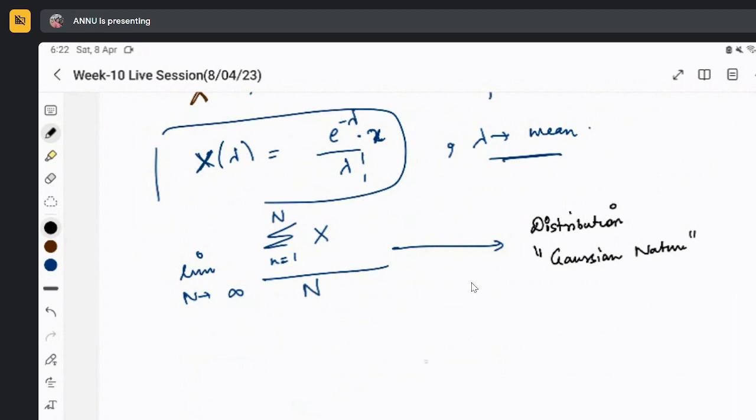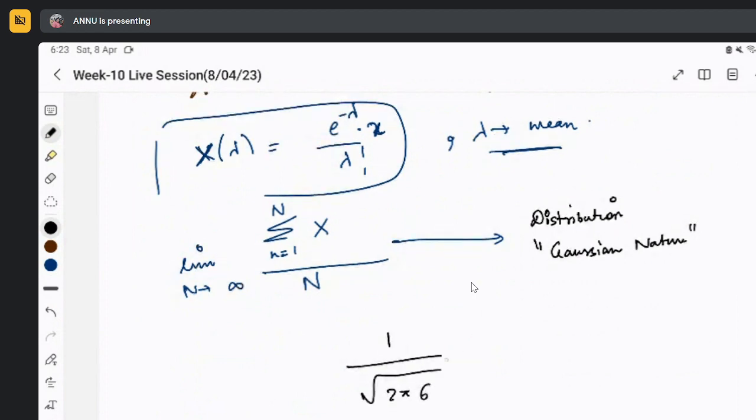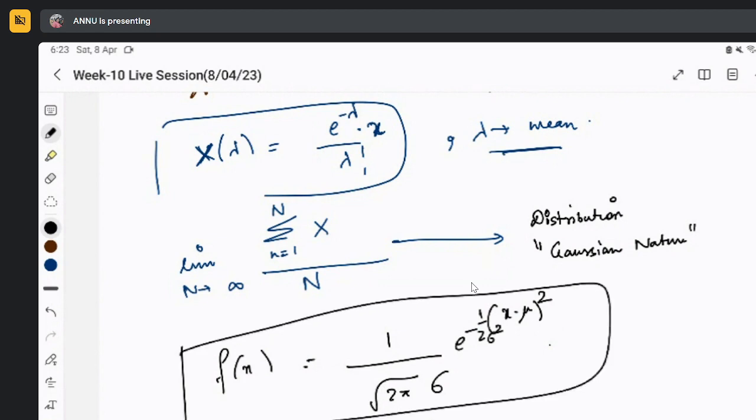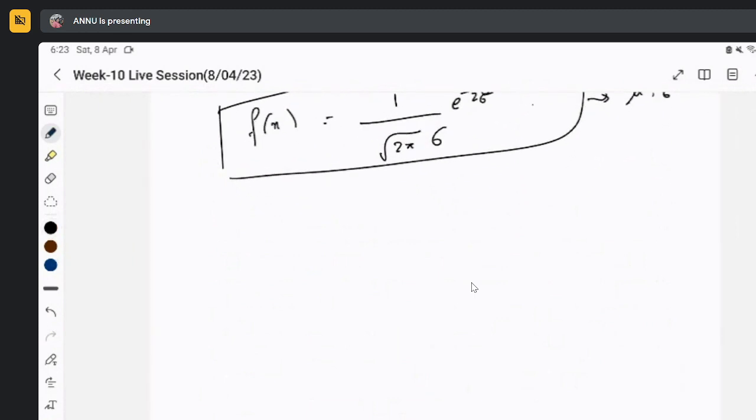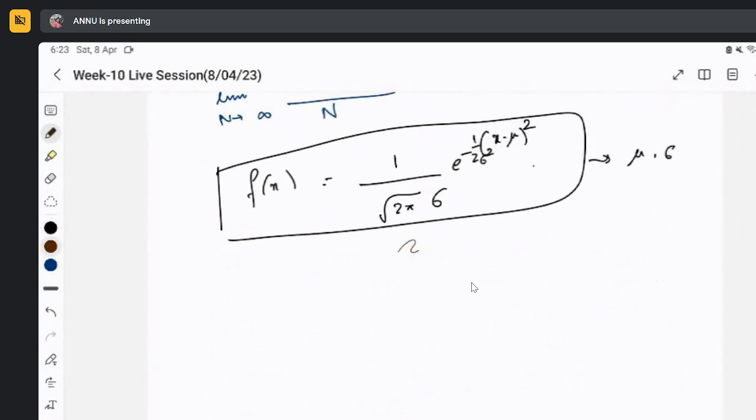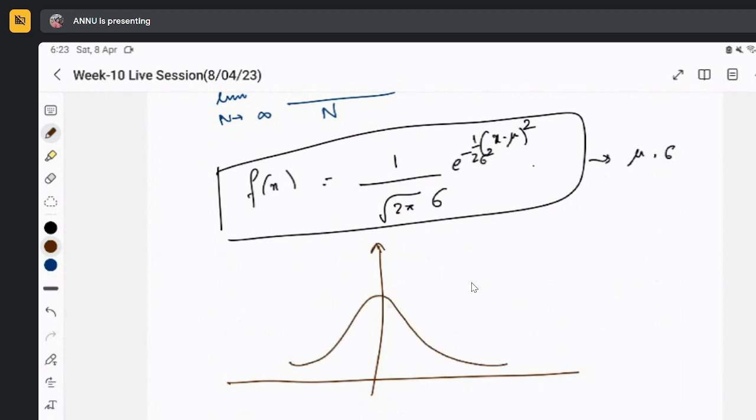Can somebody tell me what is the Gaussian distribution formula? 1 by root 2 pi sigma e to the power of minus (x minus mu) whole square by 2 sigma square. Yeah, correct. So this is f of x, which is a function of mu and sigma. Nice, sir, you know these things. It's very good. So this is mu.